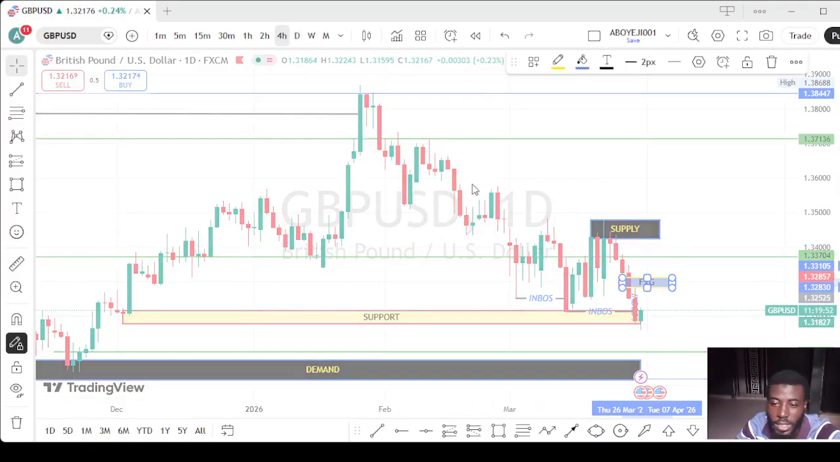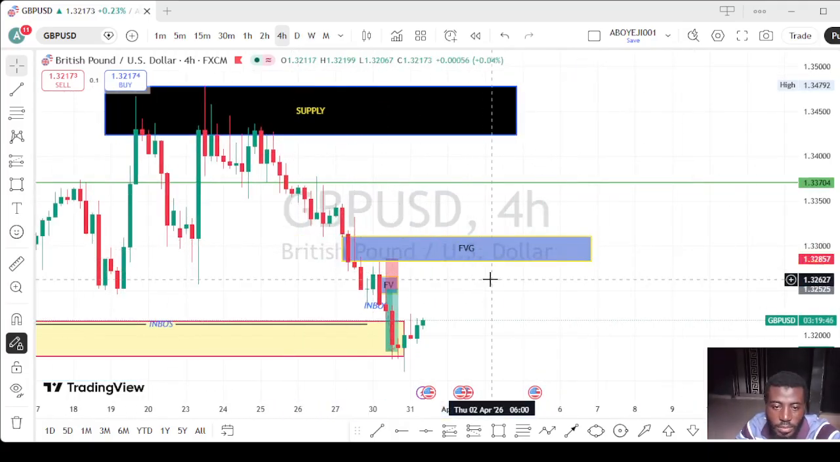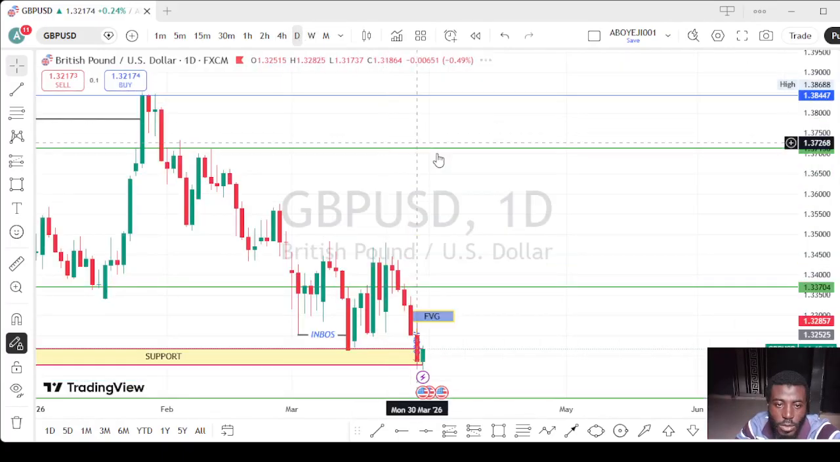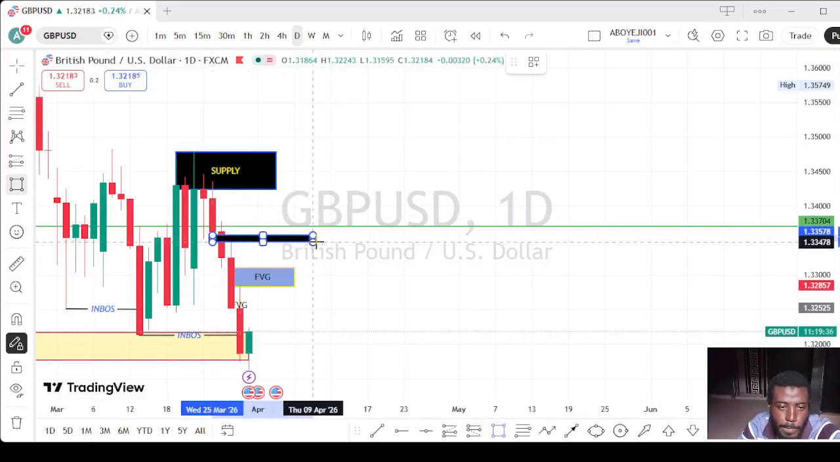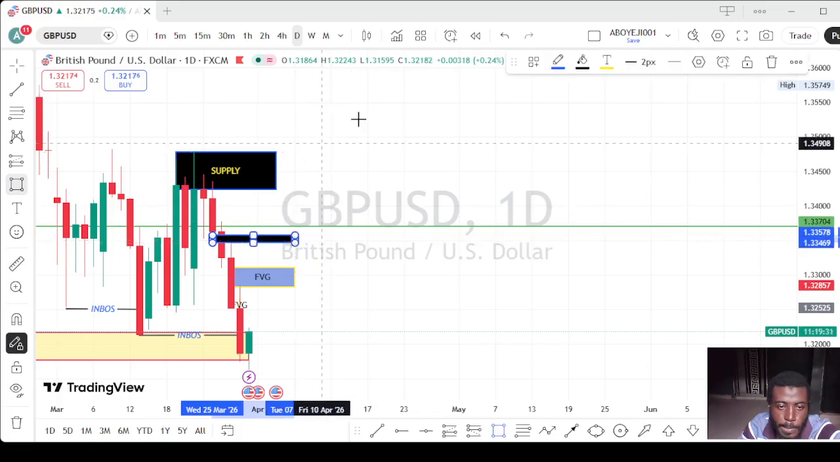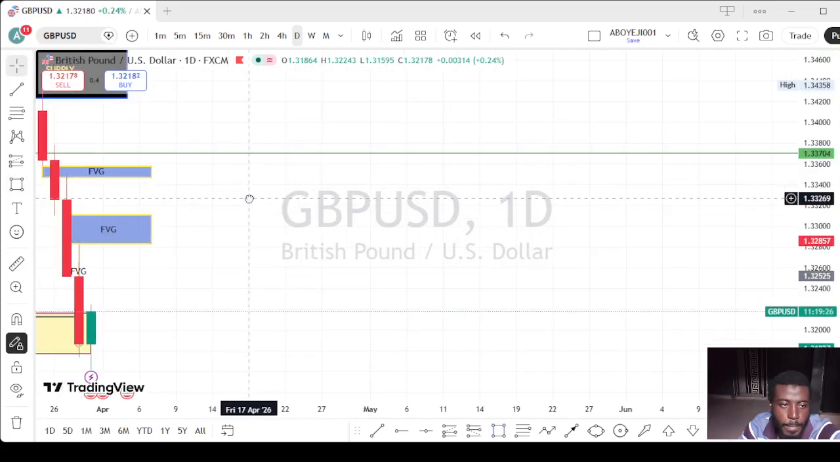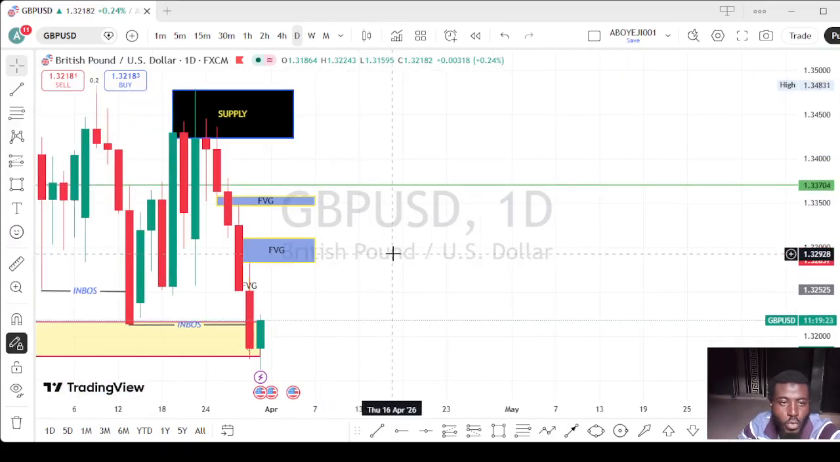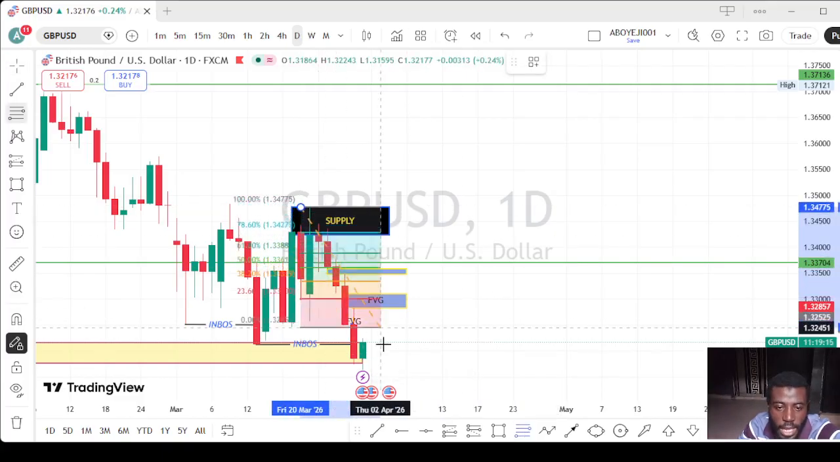Let's move to the 4 hours time frame. Let's see what the 4 hours time frame is trying to tell us. On this 4 hours time frame, this is where the FEG is. So let's protect the second FEG on the daily time frame. So let's try and use Fibonacci retracement. Maybe Fibonacci retracement is going to give us where the opportunity is, from this high to this low.